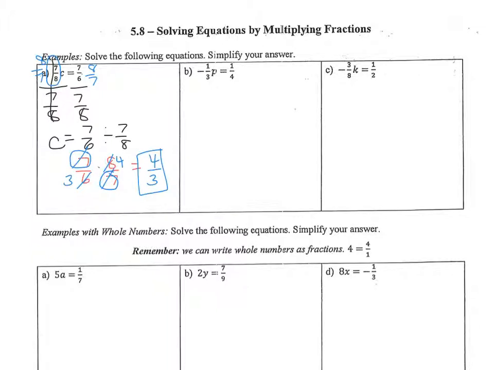So letter B. I have the coefficient of P is -1/3. So I'm going to multiply both sides by the reciprocal of -1/3, which is -3/1. Also carry the negative with it too. So these two will cancel out because -3/1 times -1/3 is 1. So now you'll have P equals, look for common factors.